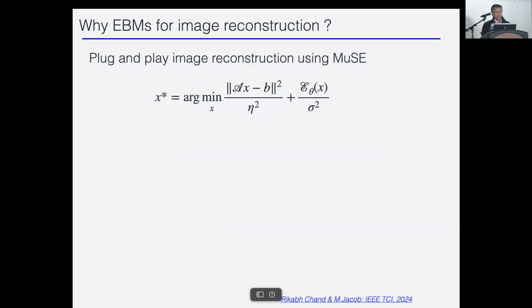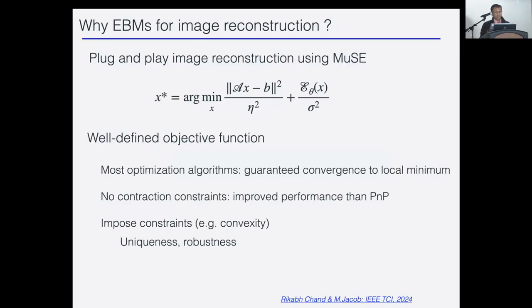Now, how do we use this in image reconstruction? We have a well-defined potential function, or a well-defined posterior. So we can sample from this, do posterior sampling, or do maximum a posteriori estimation. The nice thing is that most optimization algorithms are guaranteed to converge to a local minimum without contraction constraints. In PnP algorithms, we use fixed point convergence, and this often takes a lot of effort, and you need to impose some strong conditions on the network to guarantee convergence. This is not needed in our case. We can also impose constraints on the model to enforce desirable properties such as uniqueness, robustness, and so on.